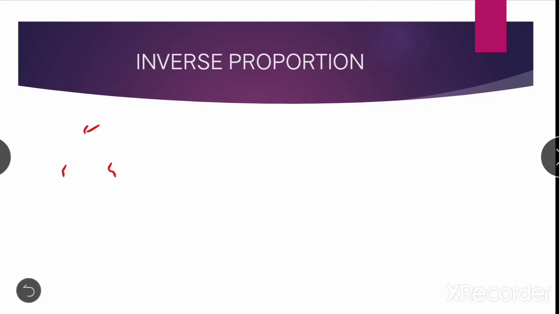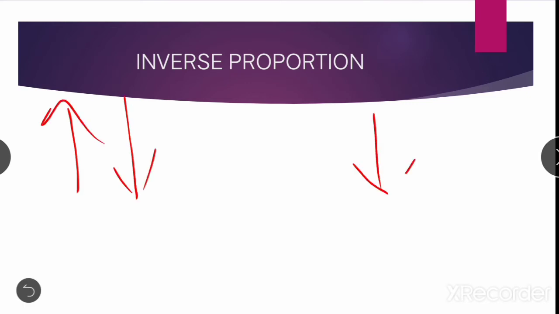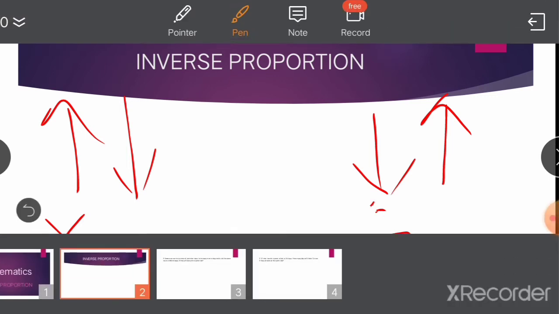So we want to see an example. Remember, before we go into an example, inverse talks about something going up while the other one is coming down, and the other one going down while the other one is coming up. Anytime it's going up, you know it's more, then you multiply. Anytime it's coming down, you know it's less, you divide. And what you are asked to look for will always be on your left hand side.